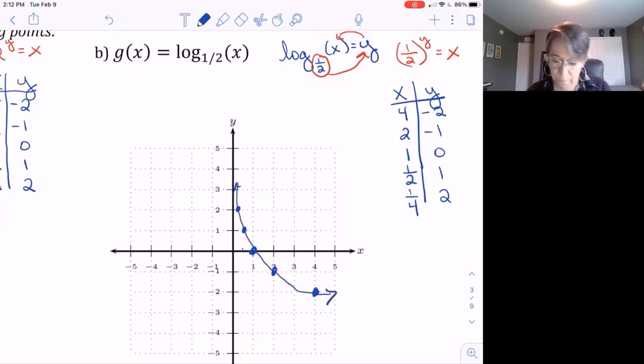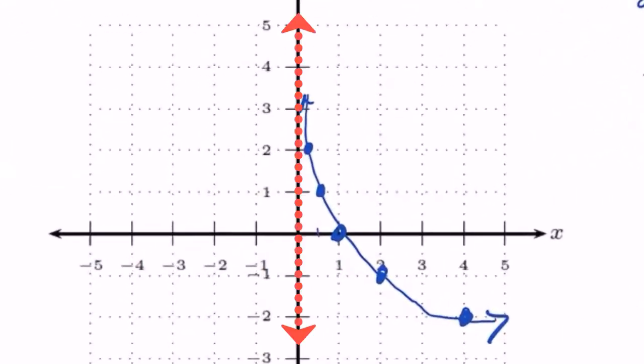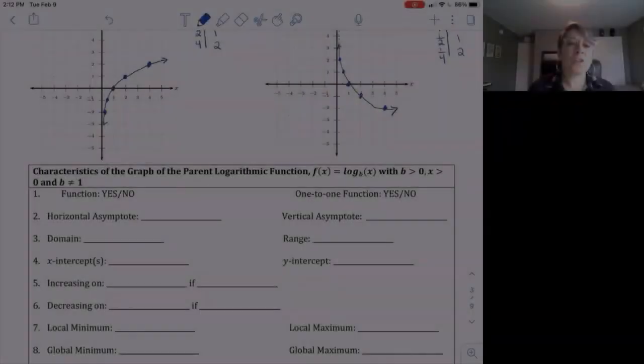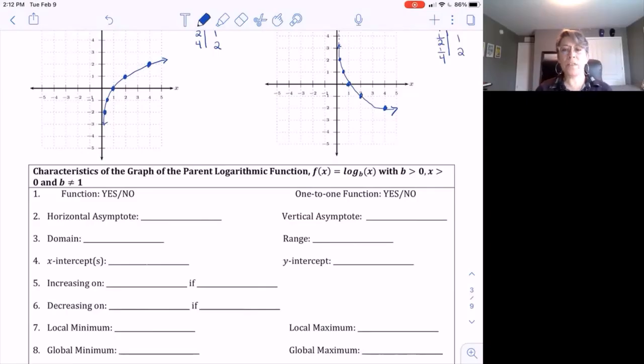And again, notice how close to -infinity our y becomes. Our x just approaches infinity, but it never becomes 0 or negative. It never crosses the y-axis. So let's take a look at some of the characteristics of these graphs of a parent logarithmic function. In other words, f of x equals log of some arbitrary base b of x. Remember, b cannot be negative or 0. And x has to be larger than 0, in other words, positive, and b cannot equal 1.